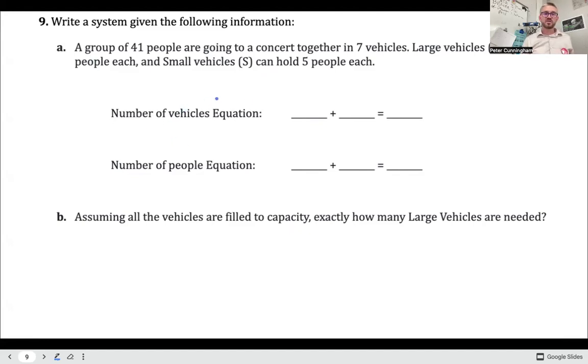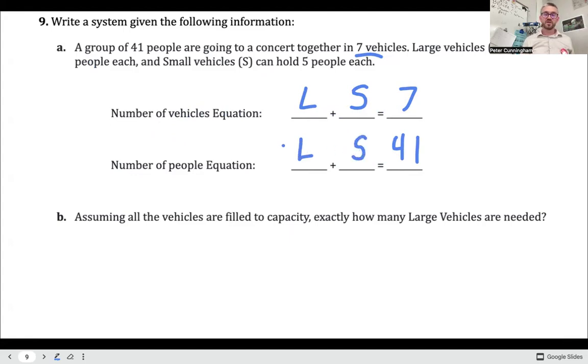Number of vehicles equation. Okay, so this one is tough, right? So number of vehicles. I started after the equal signs on both of these things. I have 7 vehicles. Well, how am I getting 7 vehicles? Because I'm adding my large and my small together. Now, I also know that 41 people are going to this concert. How are they going to get there? Again, they're getting there with the large vehicles and with small vehicles.